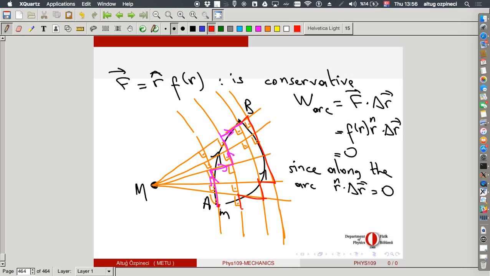If delta R is along the arc, it is perpendicular to the radius vector, and hence along any one of these arcs, we are not doing any work along this arc or along this one or along this one. There is no work done, because the force is always perpendicular to the displacement.